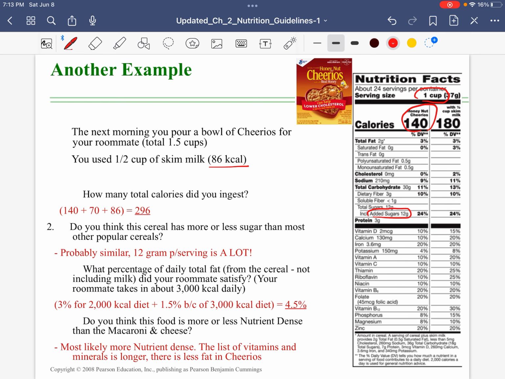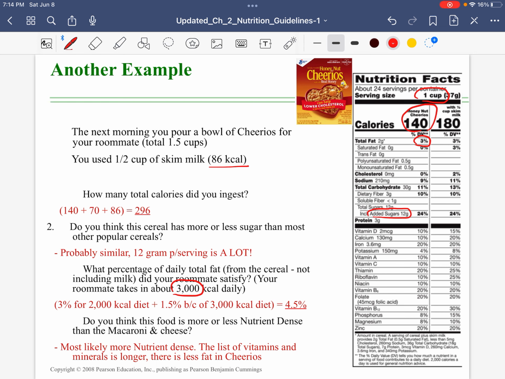What percentage of daily total fat did your roommate satisfy? Only from cereal. So 3% of the daily value, but that's based off of a 2,000 calorie diet. I told you that your roommate needs 3,000 calories. So if this met 3% of the total fat needs on a 2,000 calorie diet, it would only meet 1.5%. Or excuse me, we would do 3% plus 1.5, 4.5%.